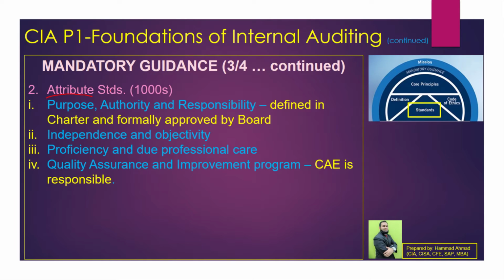The attribute standards are denoted by 1000. In the exam, the numbers will never be asked. The attribute standards explain the purpose, authority and responsibility of the internal audit activity. Exam alert here is that purpose, authority and responsibility is defined where? In the charter and formally approved by the board. So this is the exam alert that you have to keep in mind. The next one is independence and objectivity.